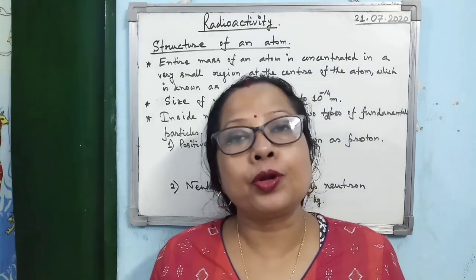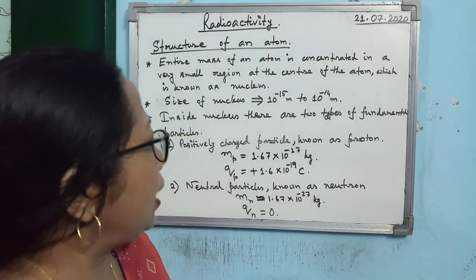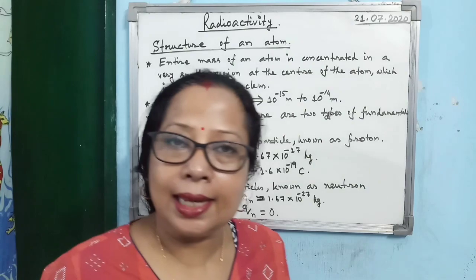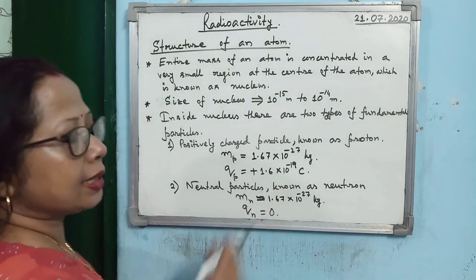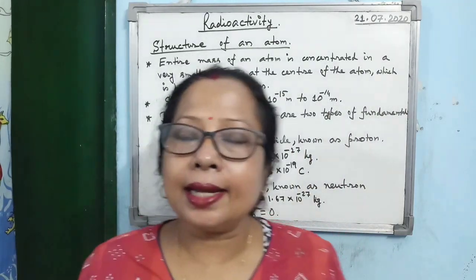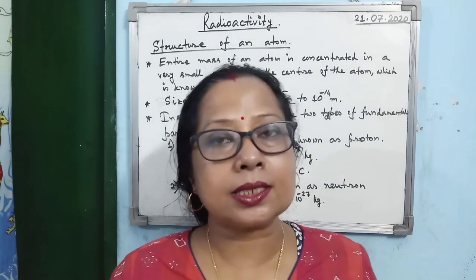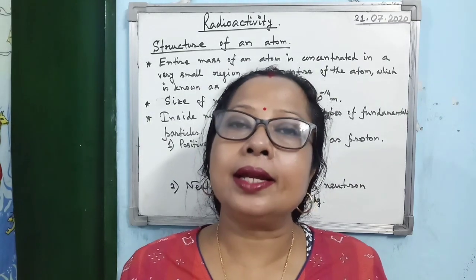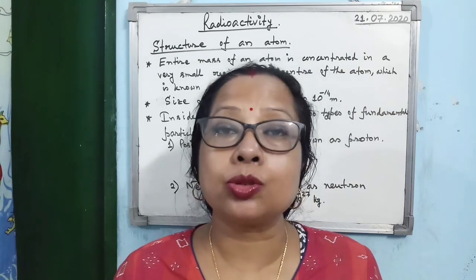Now mass of proton is 1.67 into 10 to the power minus 27 kg and charge of proton is plus 1.6 into 10 to the power minus 19 coulomb. And then the other kind of fundamental particle present in the nucleus is neutron. Now why the name is neutron? Because it is electrically neutral, means it has no charge.